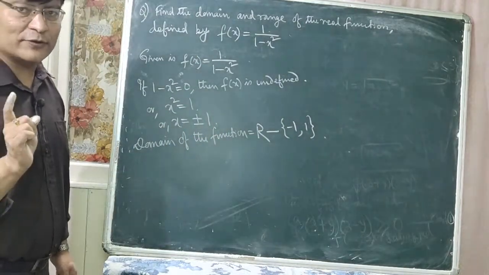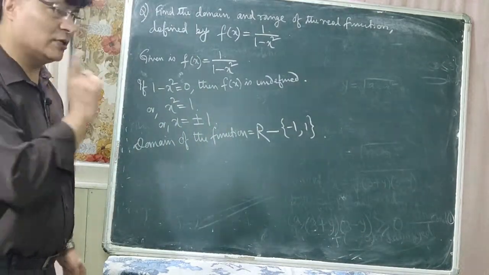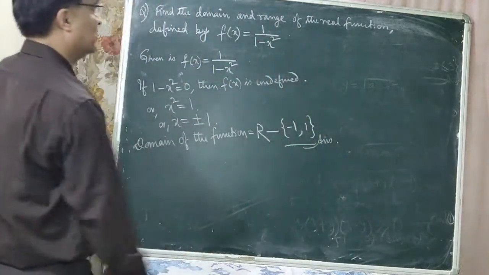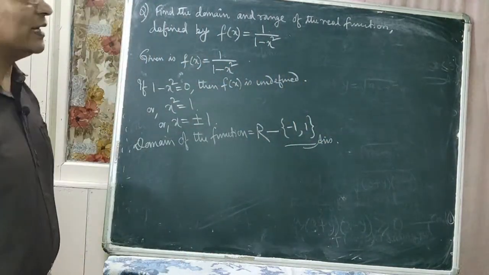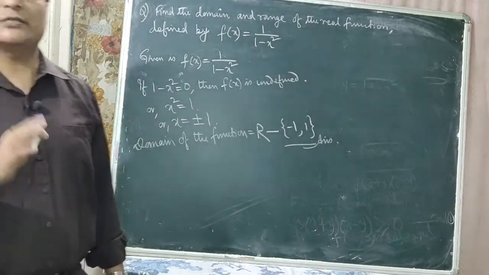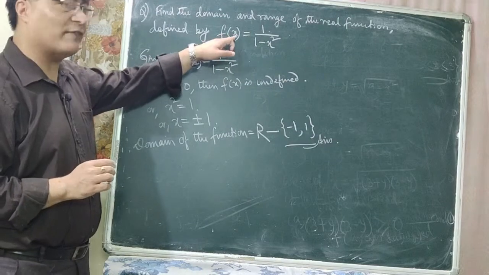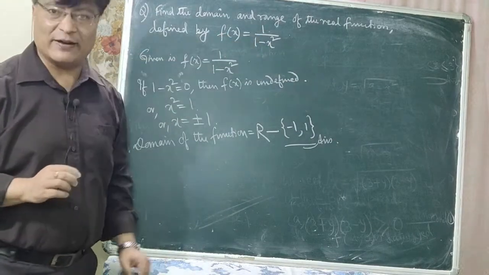Is that clear to all of you? So I think you have understood it. So this is the answer for the first part, that is your domain. Now let us find out the range of the real function. What is meant by range of the real function? Those set of values of the function f of x for which x is defined.